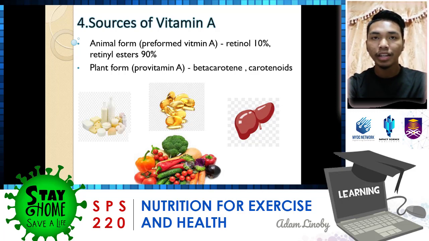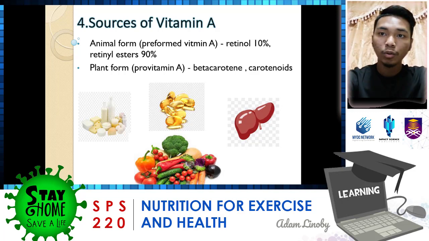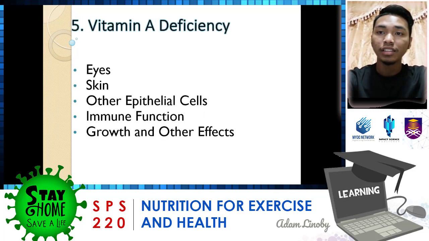For the second one is the plant form, which is provitamin A, beta carotene, and carotenoid. Examples are dark green and yellow orange vegetables such as carrot, spinach, broccoli, peach, apricot, and mango.